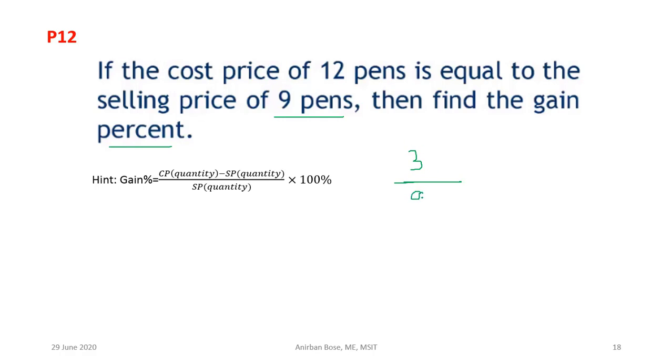So the profit percentage is basically simply 3 by 9 into 100%. So the answer is 33.33%. Or you can remember this formula, that is cost price in terms of quantity minus selling price in terms of quantity divided by selling price in terms of quantity into 100%. This is what is the net gaining percent.